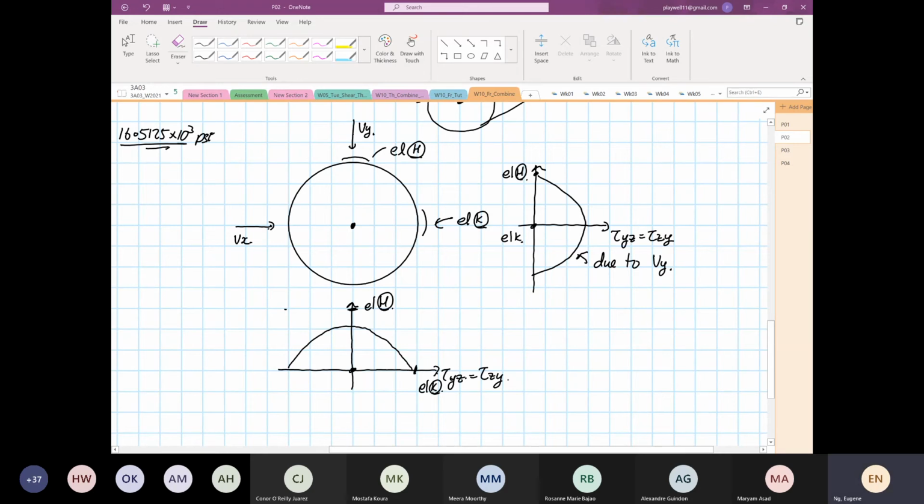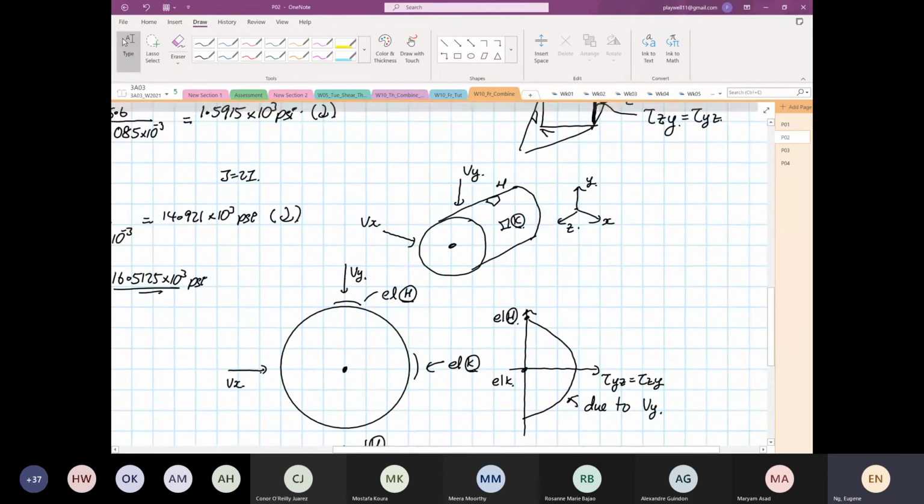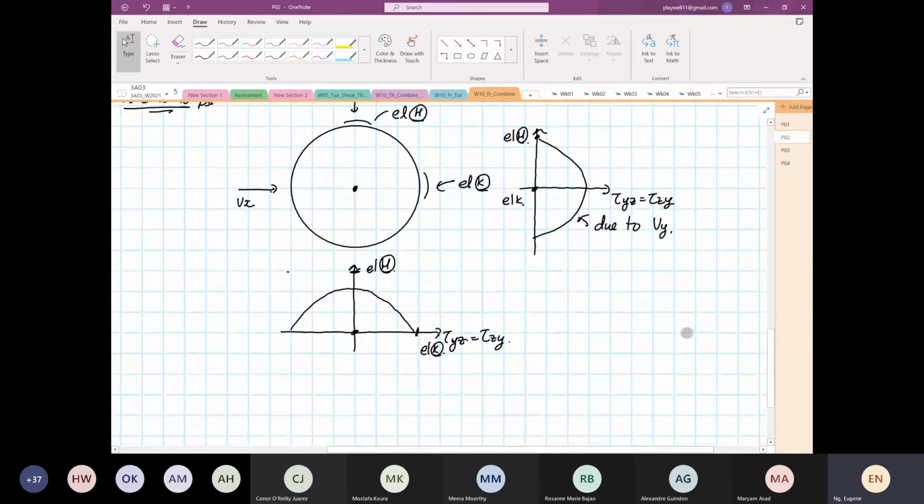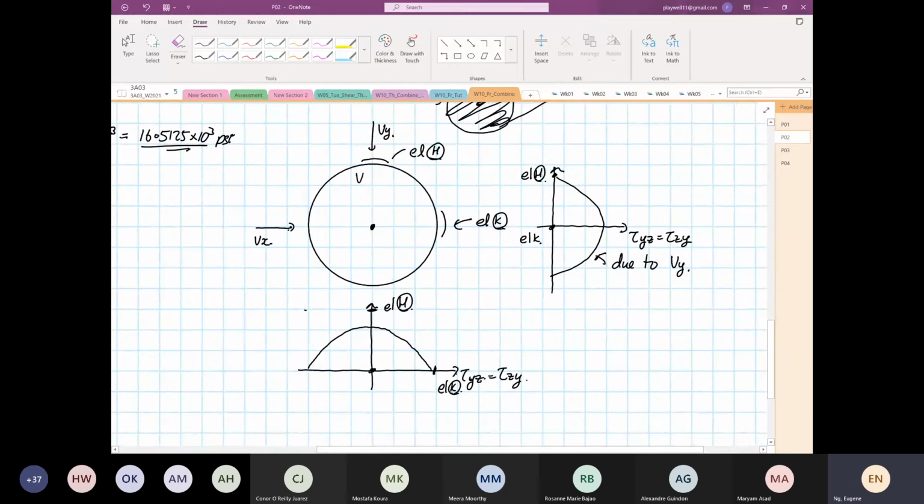You understand? So if we are talking about the plane, the plane that is acting on, based on what I drew, is the XY plane. So for this case, due to Vy, the shear is equal to 0. Due to Vx, the shear is max. On the other side, due to Vy, the shear is max.